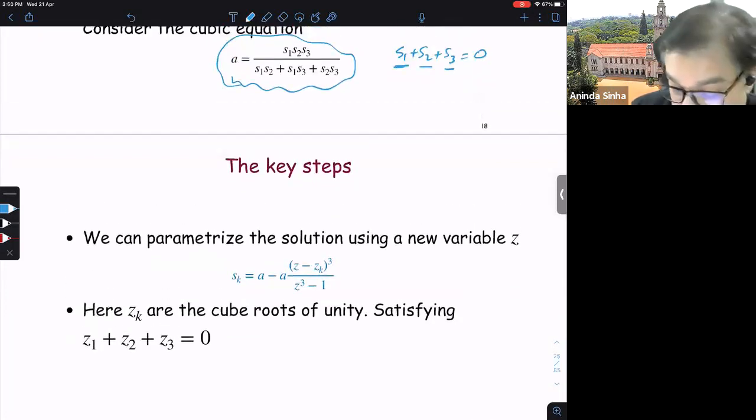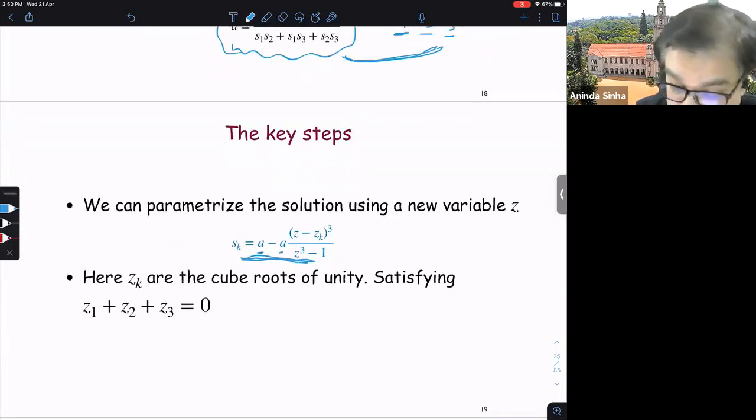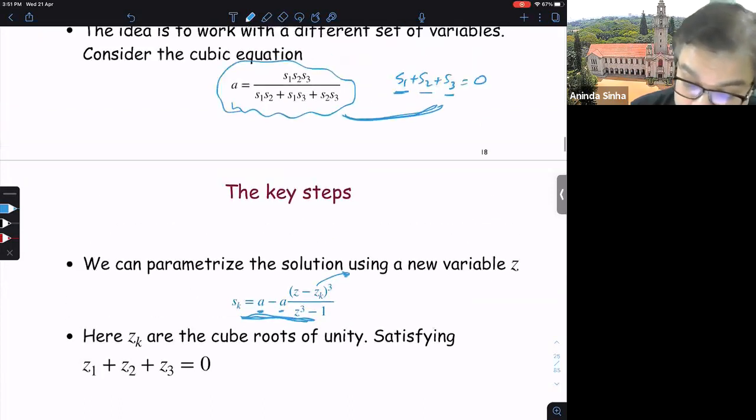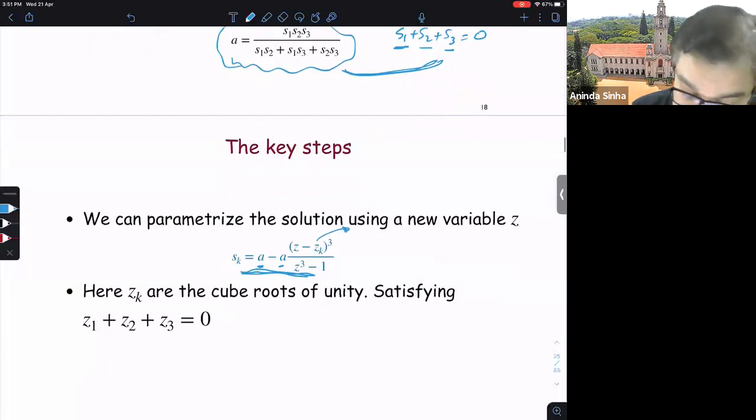So you can actually mentally see, if you're paying attention, that this parameterization that I've written here solves these two equations. So what is this parameterization? I have A here, which is a familiar A. This ZK here are the cube roots of unity. So Z1 is 1, Z2 is omega, and Z3 is omega square. And it is needed because 1 plus omega plus omega square is equal to 0. You can see that if you plug this inside this equation here, this equation is satisfied. So this is the parameterization that we're looking for.